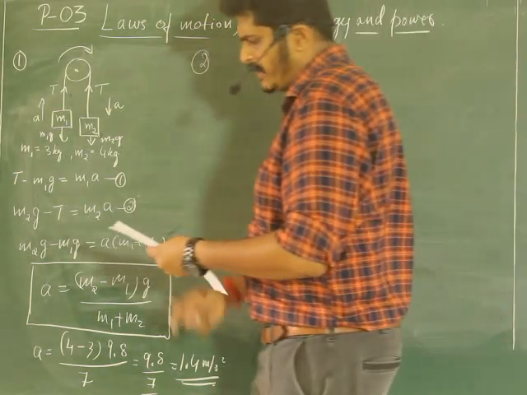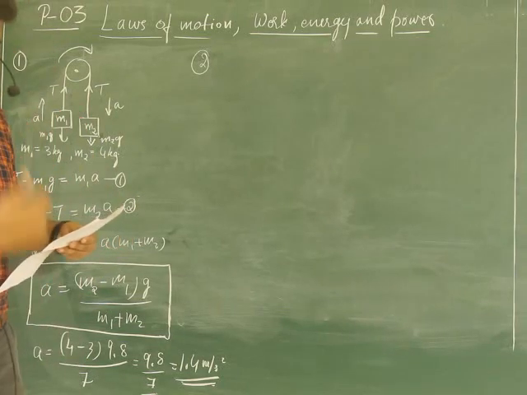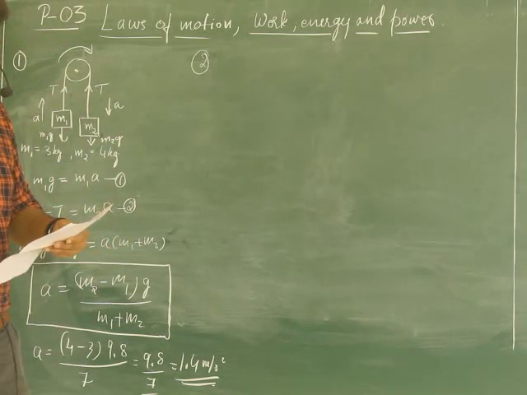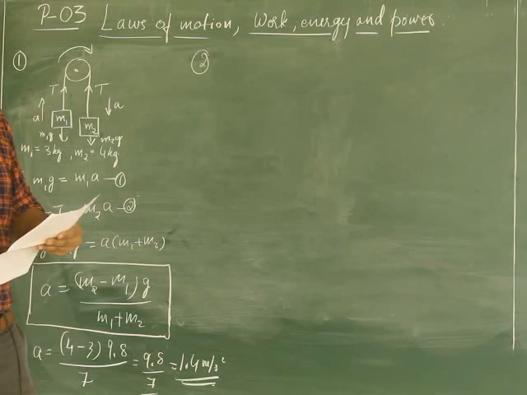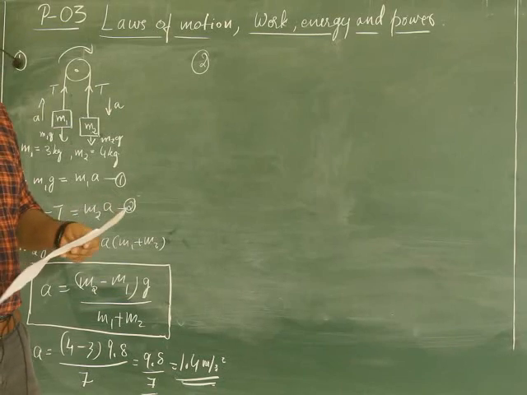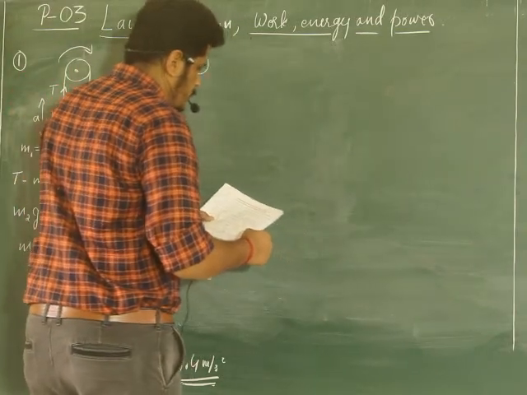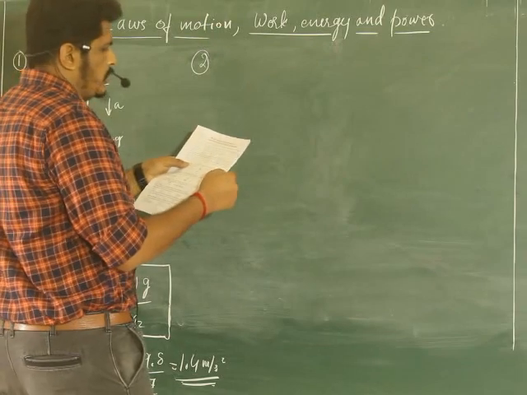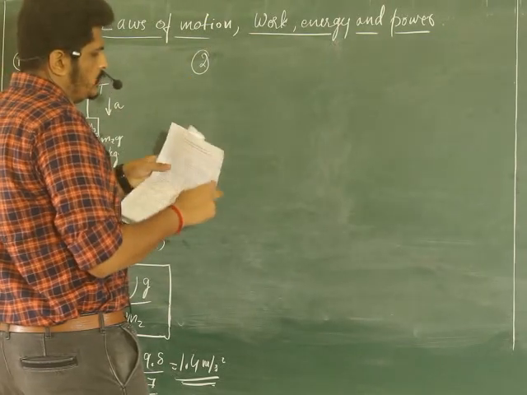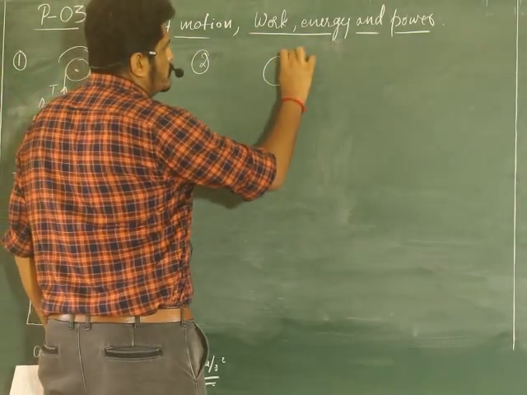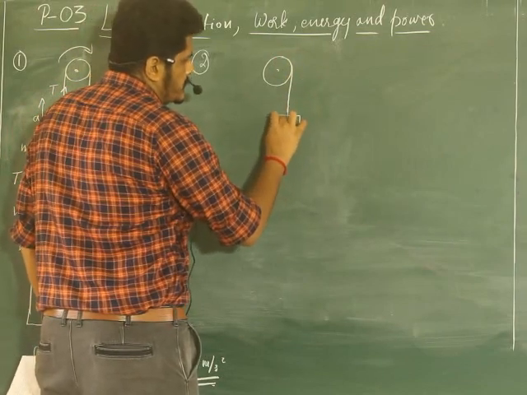It is given that two masses M1 and M2 are connected by a light string passing over a smooth pulley. When set free, M1 moves downward by 2 meter in 2 seconds. The ratio of M1 by M2 is asked. So what they have mentioned: two masses M1 and M2 are connected by a light string passing over a smooth pulley. When set free, that means if you leave them, M1 moves downward by 2 meter in 2 seconds. So I will draw the diagram, almost similar, but with a slightly different methodology.